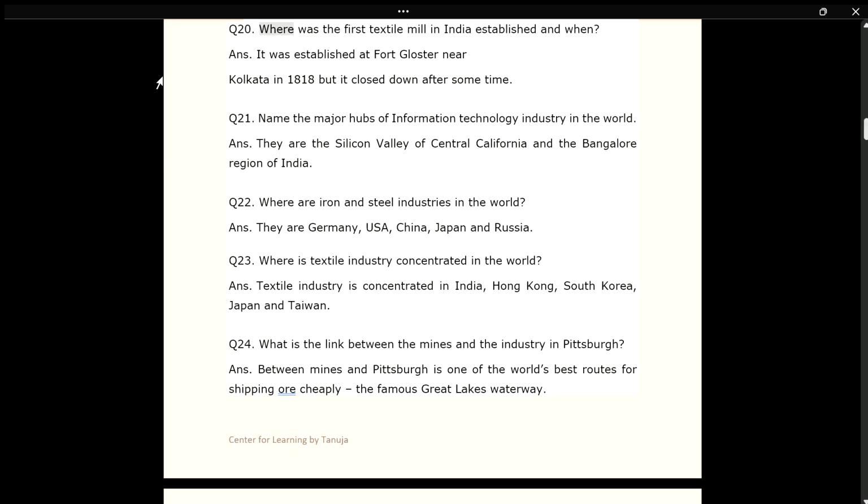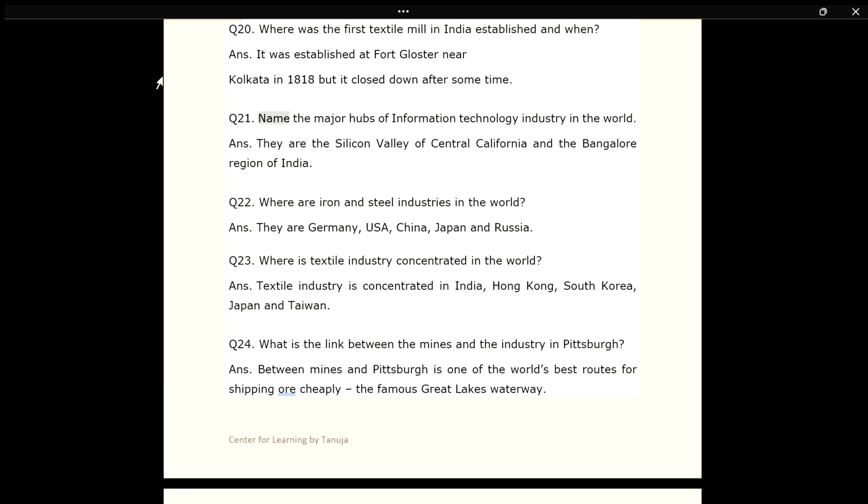Q20. Where was the first textile mill in India established and when? Ans. It was established at Fort Gloucester near Kolkata in 1818, but it closed down after some time.